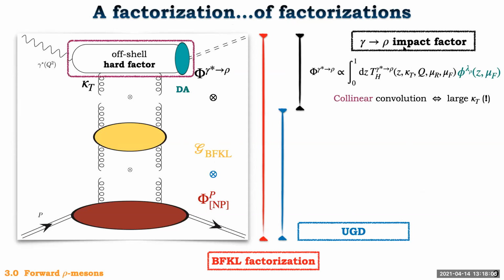And then inside the impact factor, we recognize another factorization: a collinear convolution between an off-shell hard factor, describing the gamma-star to dipole transition, and the distribution amplitude describing the hadronization mechanism of the rho-meson. It is important to have large kT in order to integrate over this kT and have a collinear convolution. Otherwise, we cannot rely on distribution amplitudes.